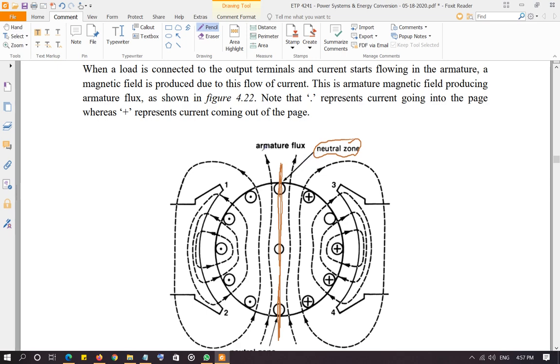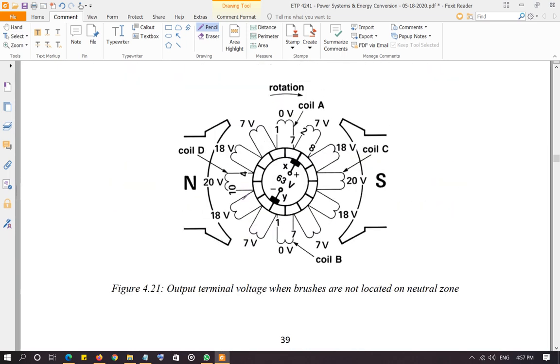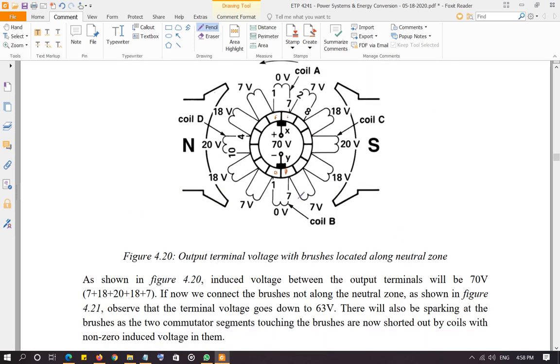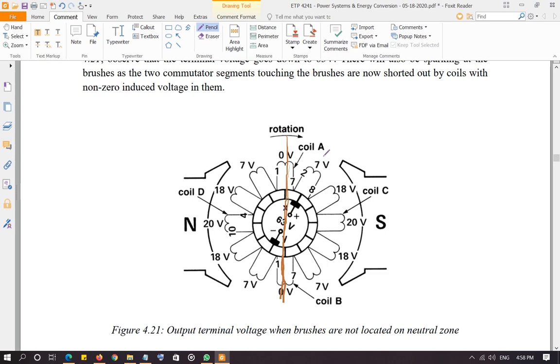So far we don't have any problem. Now, in this figure you see that we change the location of the brushes. This is our neutral zone right here. Instead of putting the brushes on the neutral zone, we went ahead and put them over here. And now the brushes are touching the coil that has some voltage in it. So it will be shorting out these commutator segments, and there will be a lot of sparking at the brushes. In addition to that, observe that the voltage in the first figure was 70 volt between X and Y, and it has dropped down to 63 volt.